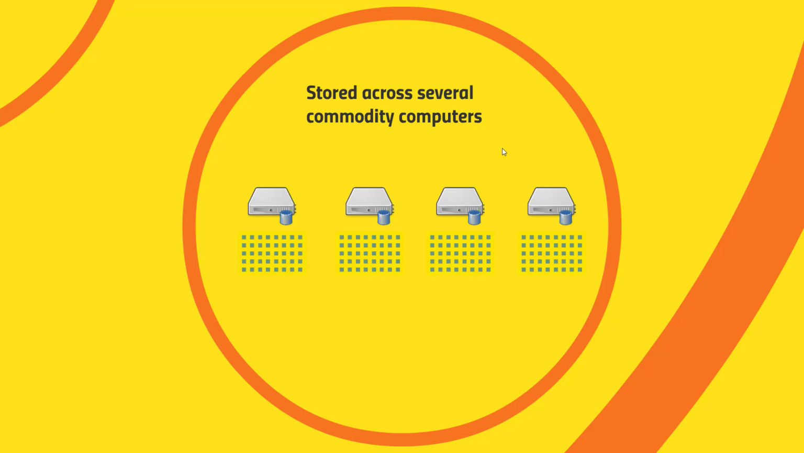The key point here is that it allows you to purchase commodity computers. You don't have to get any special purpose expensive computers that have high availability, because a side effect of this architecture is that if a single computer goes down, it's not a big deal. We can just fail over to another node that has a copy of that block somewhere else.